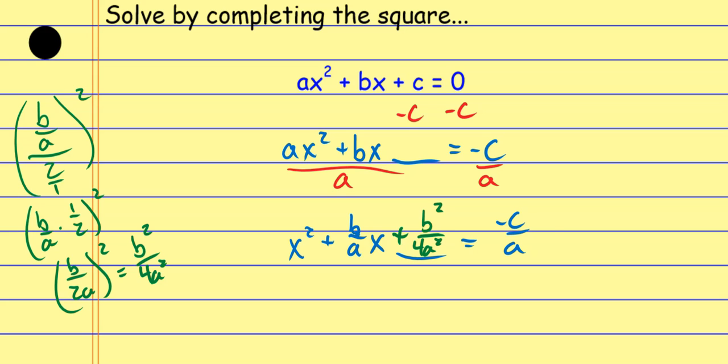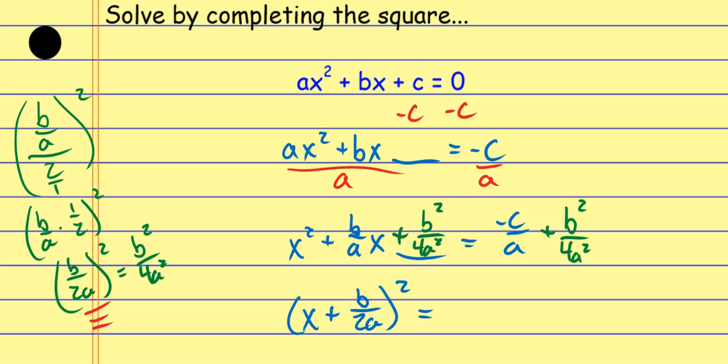Whatever I do to one side, I have to do to the other side, so I have to add that over here as well. And so I have to use my shortcut for factoring this thing. If I factor this guy, this is just going to factor into x plus b over 2a, or sorry, b over 2a, squared. And again, I'm just stealing that right from inside these parentheses, all right? That's how the shortcut for solving by completing the square works.